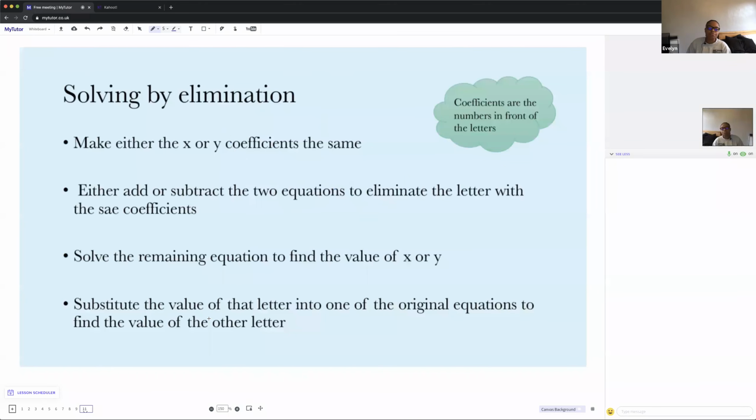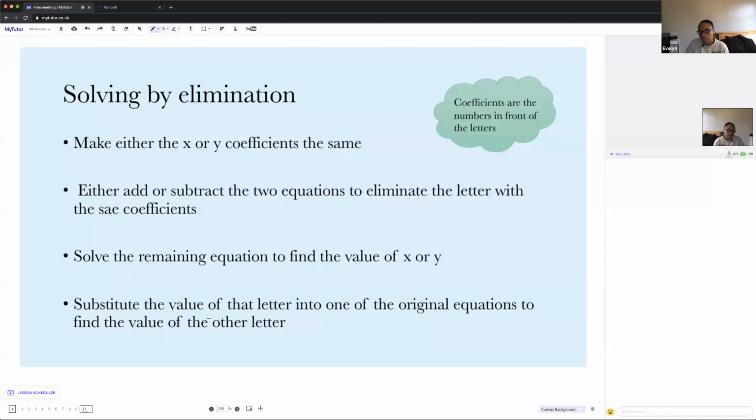So the best way to solve simultaneous equations is by elimination. The first thing that you should do is make sure that either your x or y coefficients are the same. Coefficients are the numbers in front of the letter. So if you have the term 2x, your coefficient of x is 2, because 2 is in front of the x.